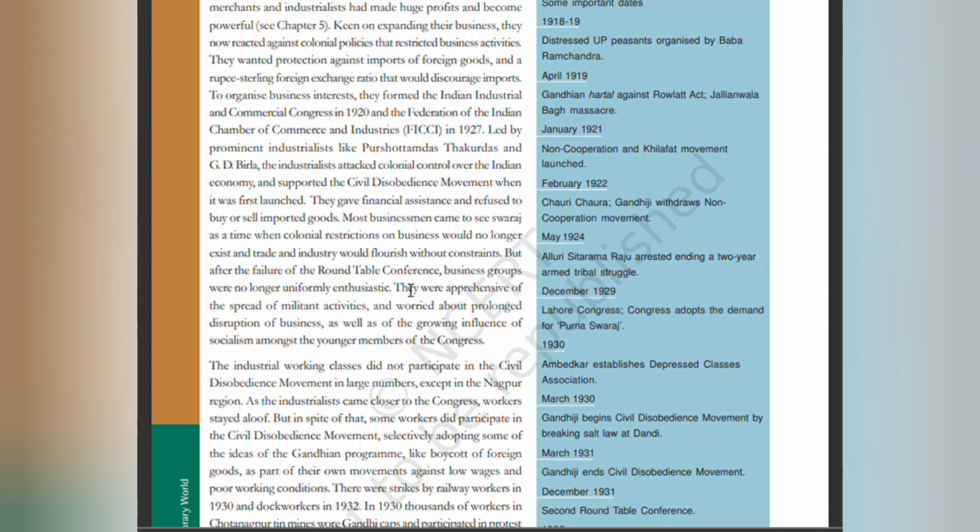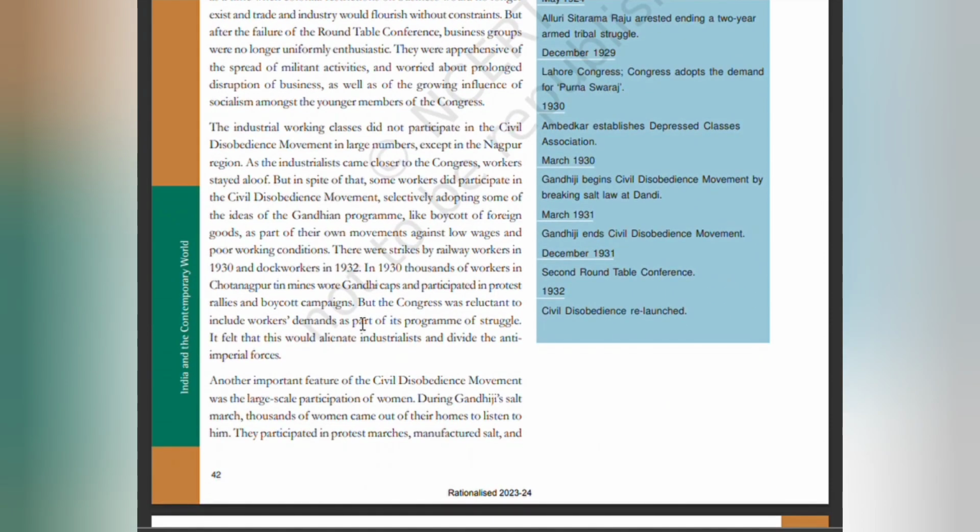But after the failure of the Round Table Conference, business groups were no longer uniformly enthusiastic. They were apprehensive of the spread of militant activities and worried about prolonged disruption of business as well as the growing influence of socialism among the younger members of the Congress. The industrial working classes did not participate in the civil disobedience movement in large numbers except in the Nagpur region. As the industrialists came closer to the Congress, workers stayed aloof.